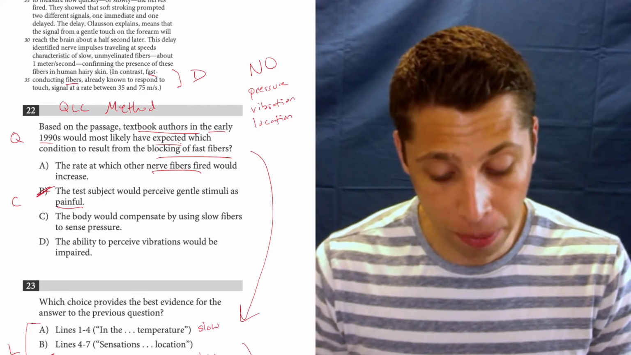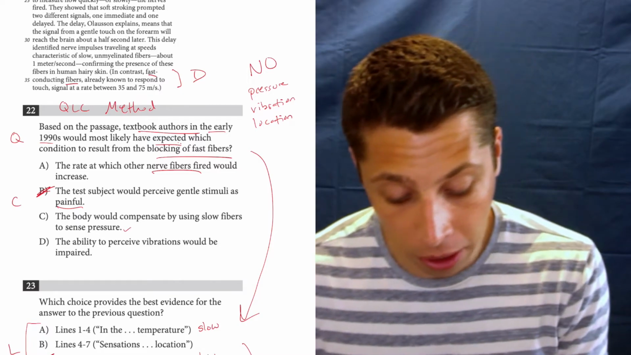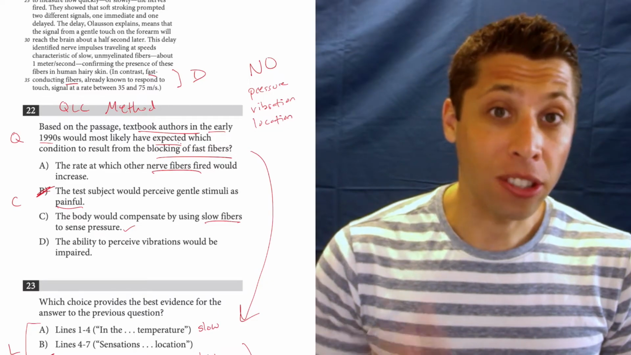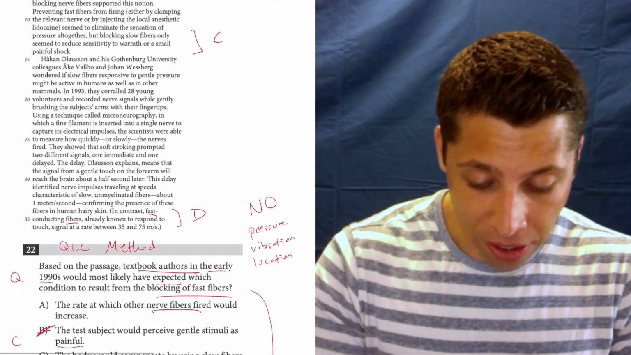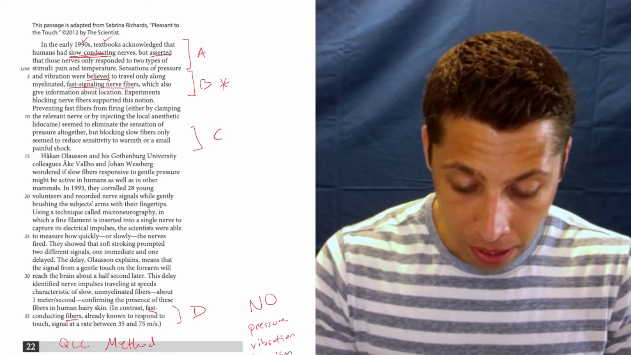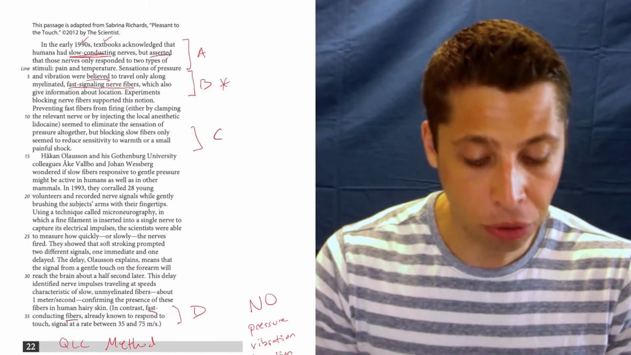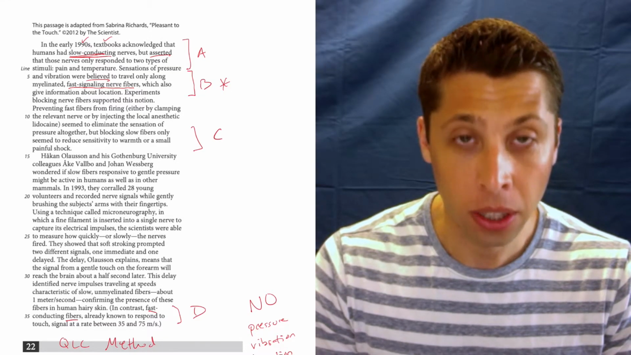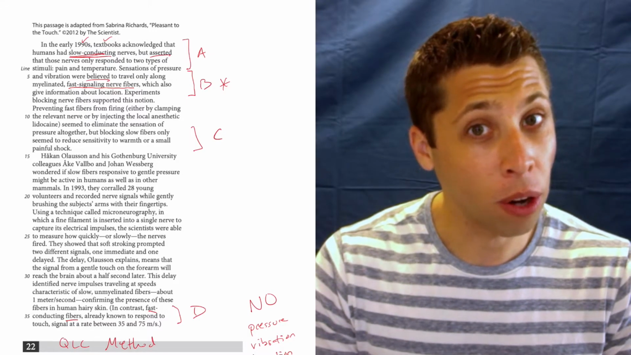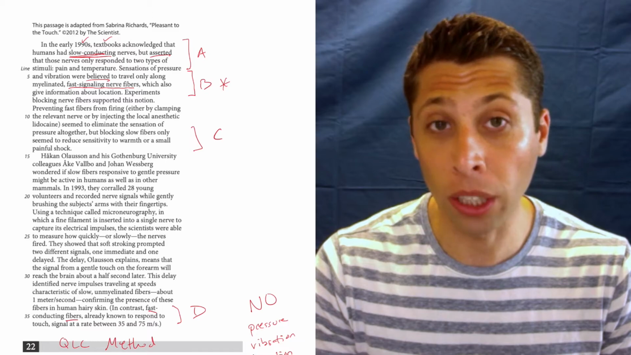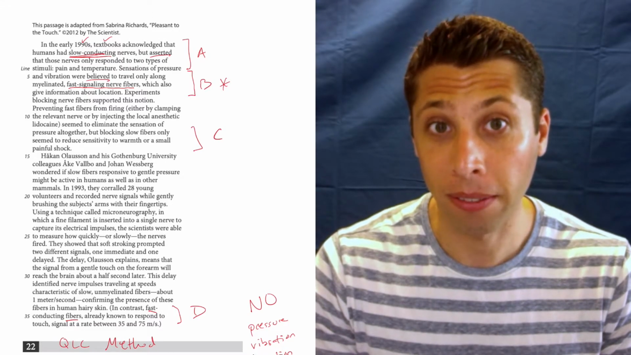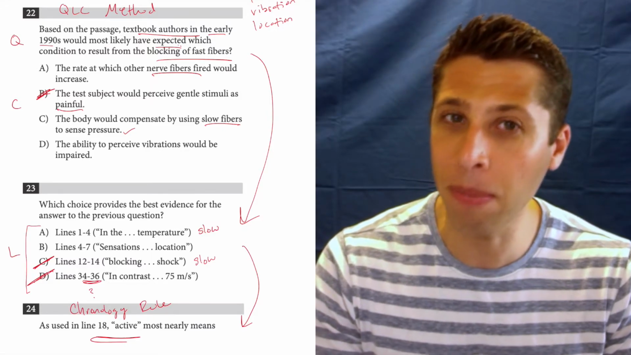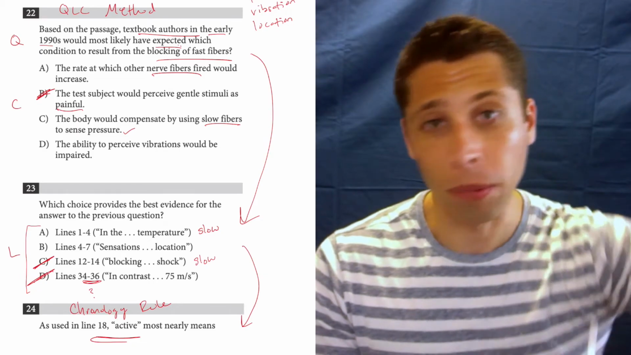The body would compensate by using slow fibers to sense pressure. Well, pressure, hey, that's pretty good. But they didn't actually say that the slow fibers would take that on. In fact, they suggested the opposite, right? Look at what they say again. Sensations of pressure and vibration were believed to travel only along the myelinated fast signaling fibers. So how would it go across the slow ones if they were believed to only go across the fast ones? Something's up here. Now, maybe that's what we end up picking if D's not better, but that seems to be too much of a leap from what we're reading.